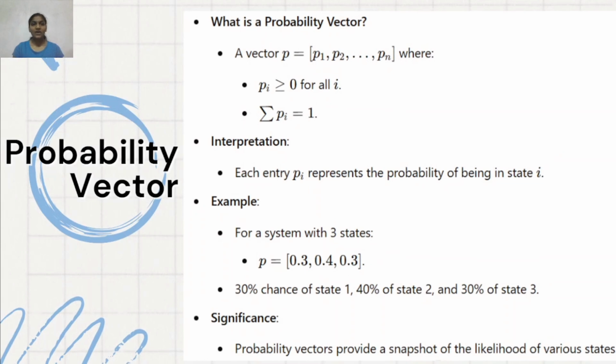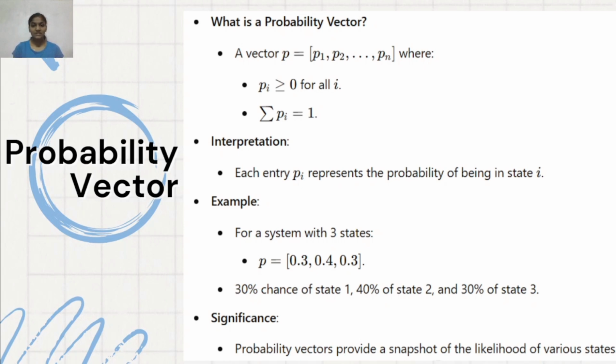Probability vector. What is a probability vector? A vector P, which is equal to P1, P2, and P3, and so on up to Pn, let's say. And here the condition applies that Pi is always greater than or equal to 0 for all values of i. And the sum of Pi values is always equal to 1. These two are the conditions for probability vectors.